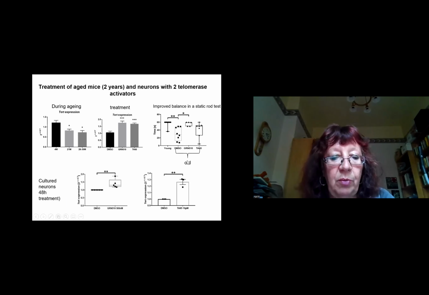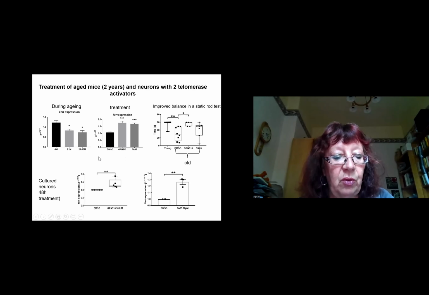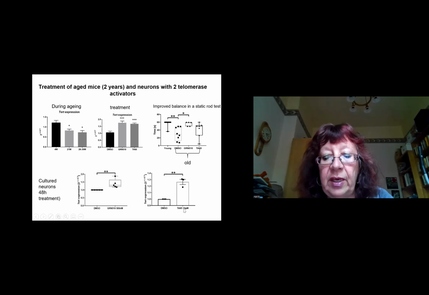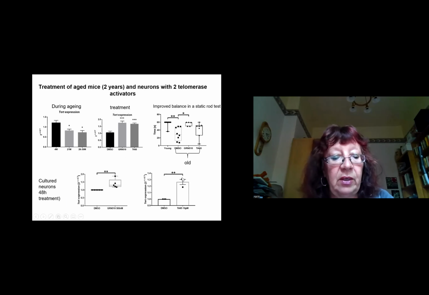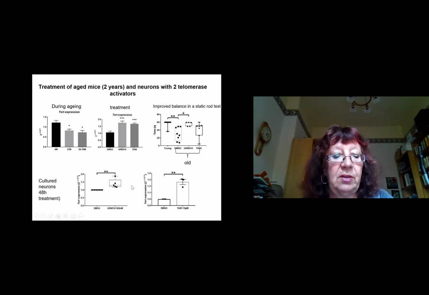So in order to make sure, because brains contain a lot of different cell types, as you know, and as I showed you before, we cultured neurons again and treated them for 48 hours. Both the GRN510 and the TA65, the plant extract, were able to increase TERT expression significantly. So it really looks as if it is the neurons. We didn't do any other cell types because it's not really easy to cultivate them.